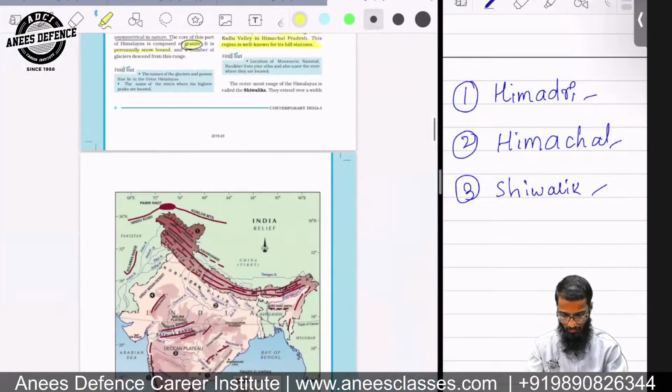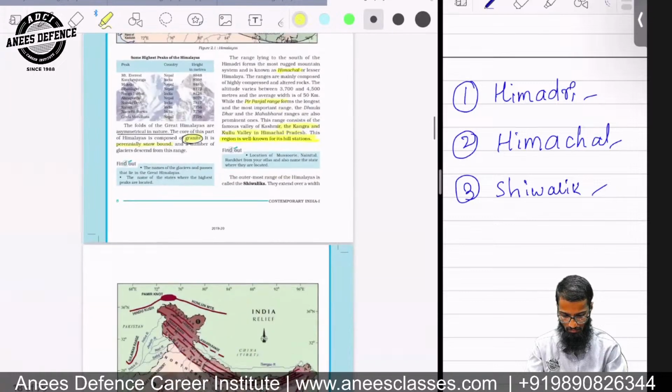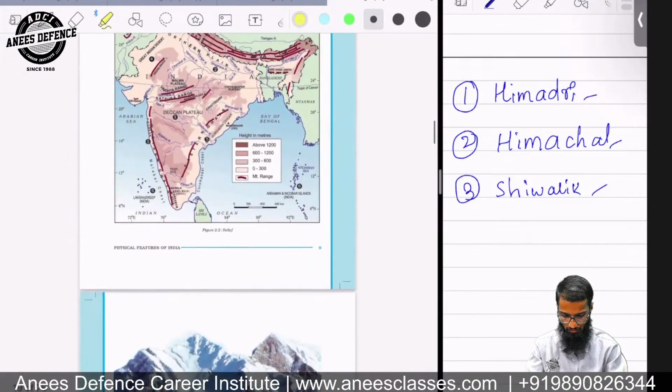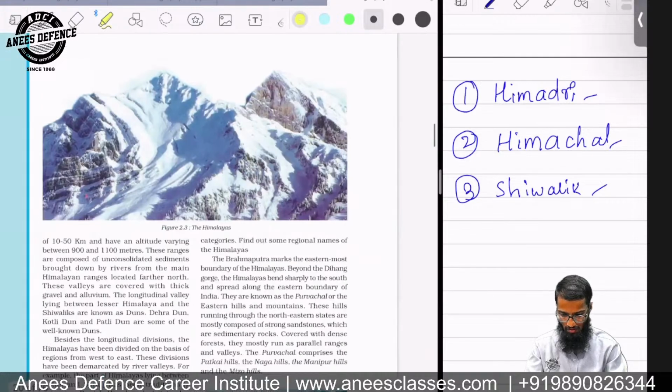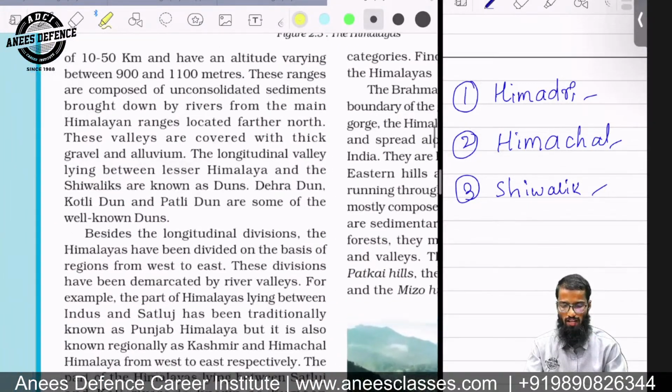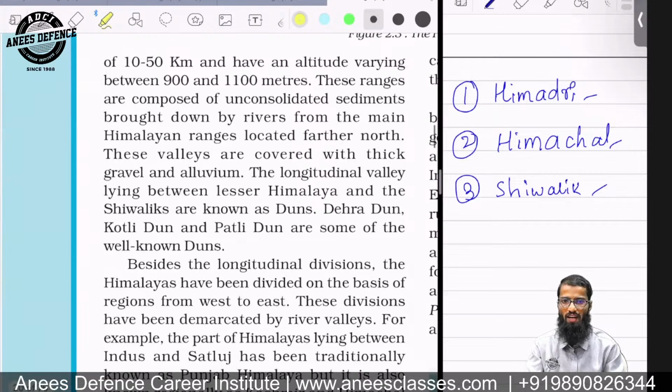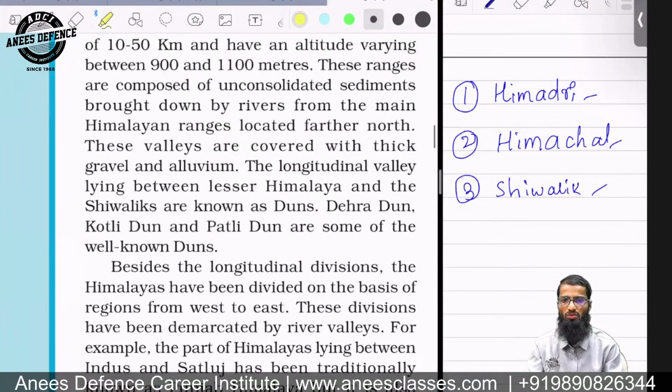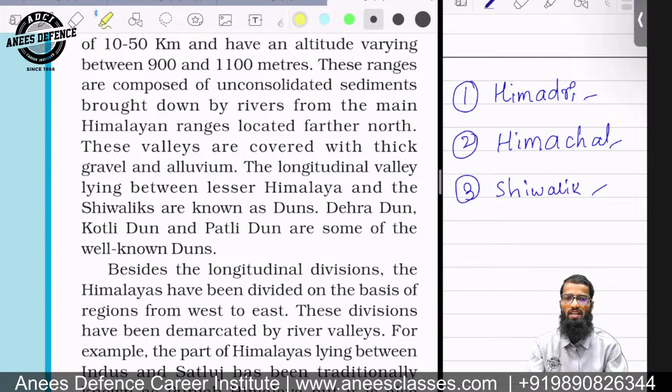Extent, up to 10 to 20 kilometers and have altitude, altitude means height, varying between 900 meters to 1100 meters. These ranges are composed of unconsolidated sediments brought down by rivers from the mainland ranges located farther to the north. These valleys are covered with thick gravel and alluvium. Understand this. The longitudinal valleys lying between lesser Himalayas and the Shivalik are known as dunes.